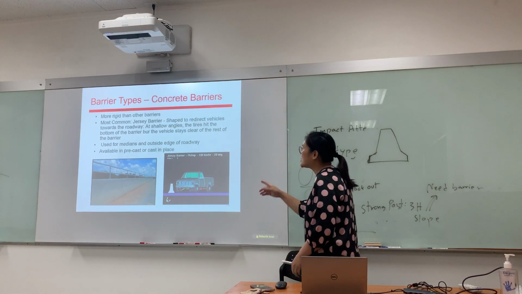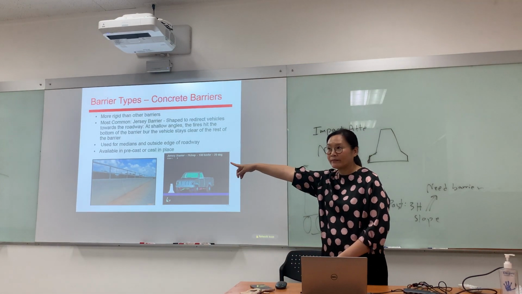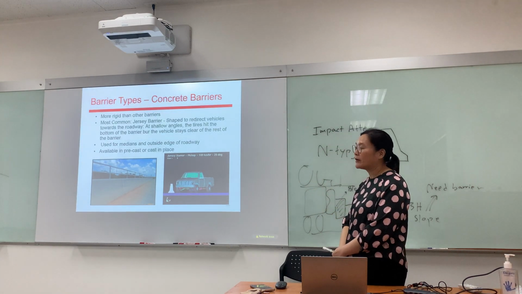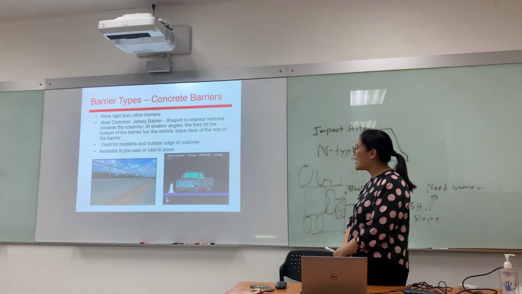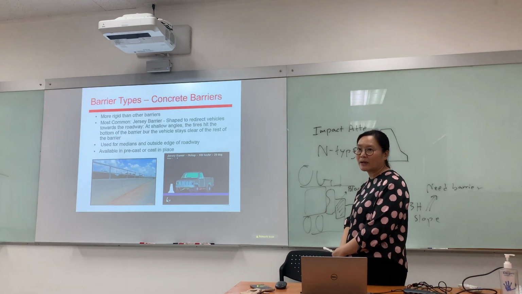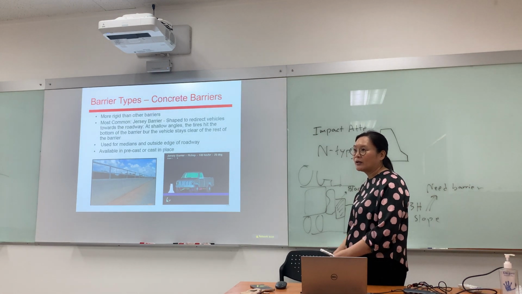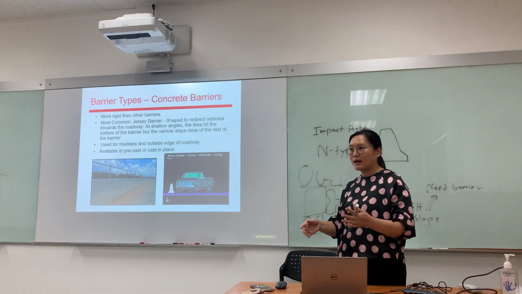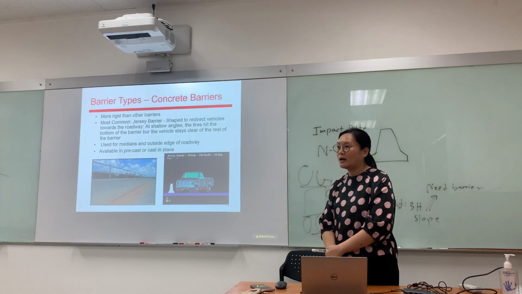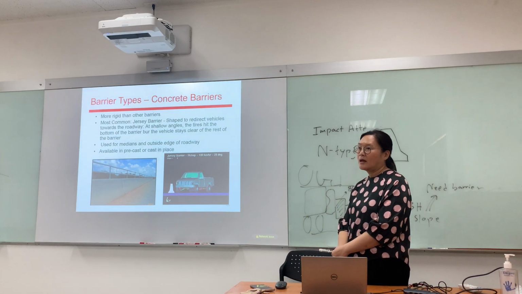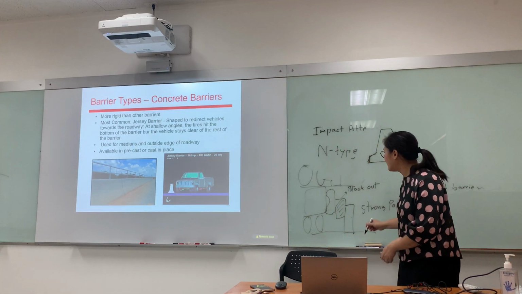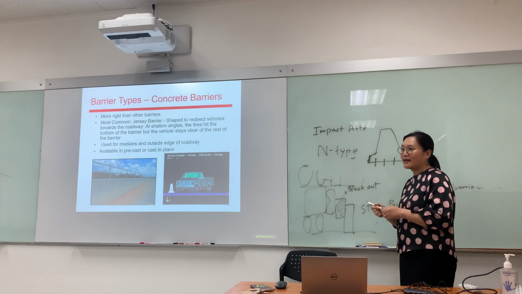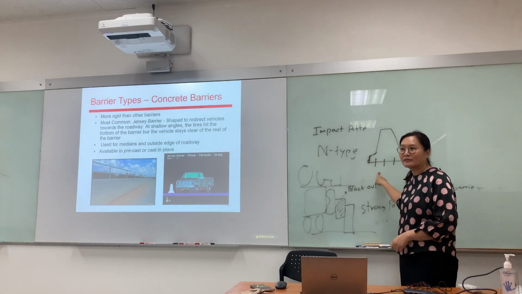We use the New Jersey type of concrete barrier either for the median, the barrier median that I mentioned, or for the roadside, the edge of the roadway. It can be either precast or cast in place. You know what precast is, right? You make it somewhere and then move it and install it on the road, or you cast it in place, producing it on the road. But every time, make sure that you have footing to connect the barrier and the ground and the pavement.